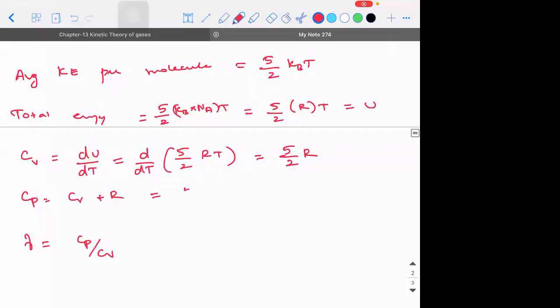So Cp is equal to Cv plus R. 5 by 2 R plus R is 7R by 2. Cp by Cv is 7R by 2 divided by 5R by 2. Answer is 7 by 5. This is the required answer.